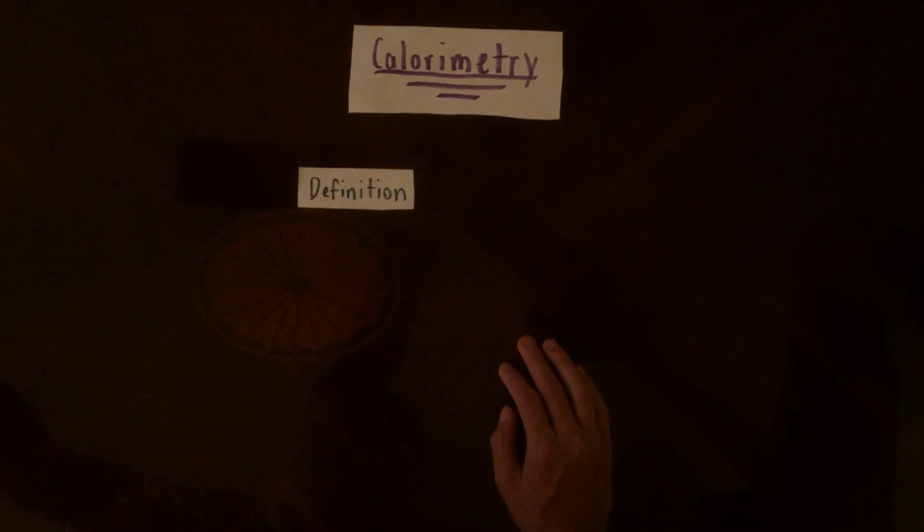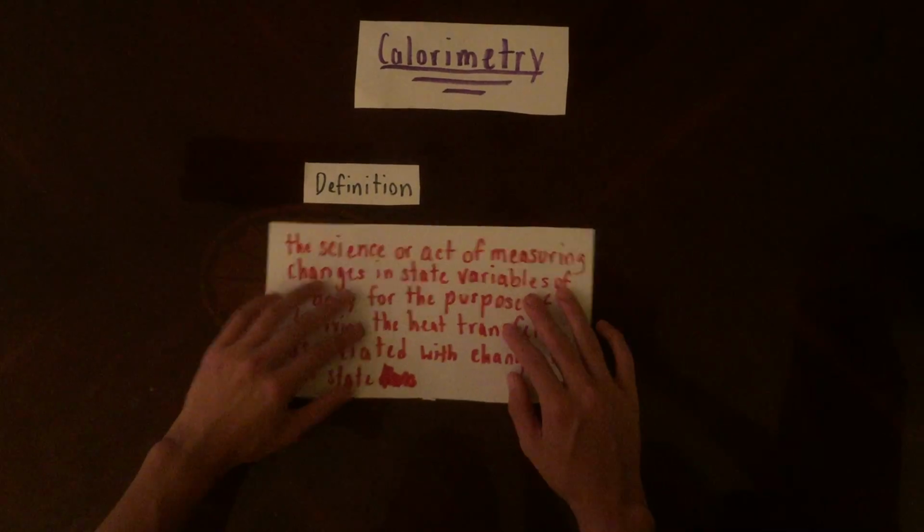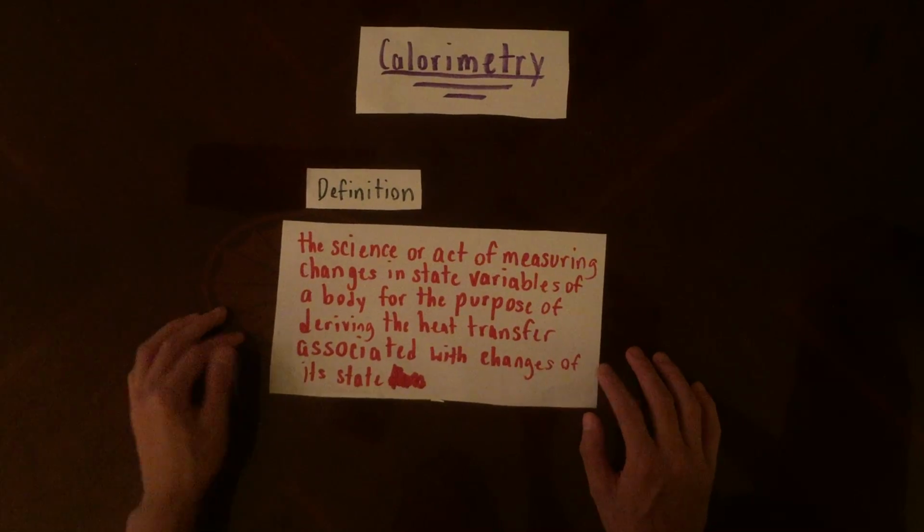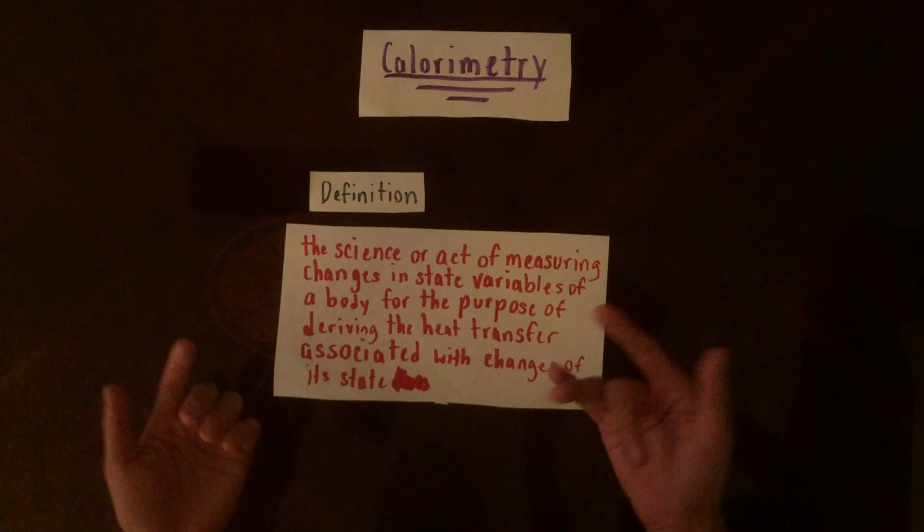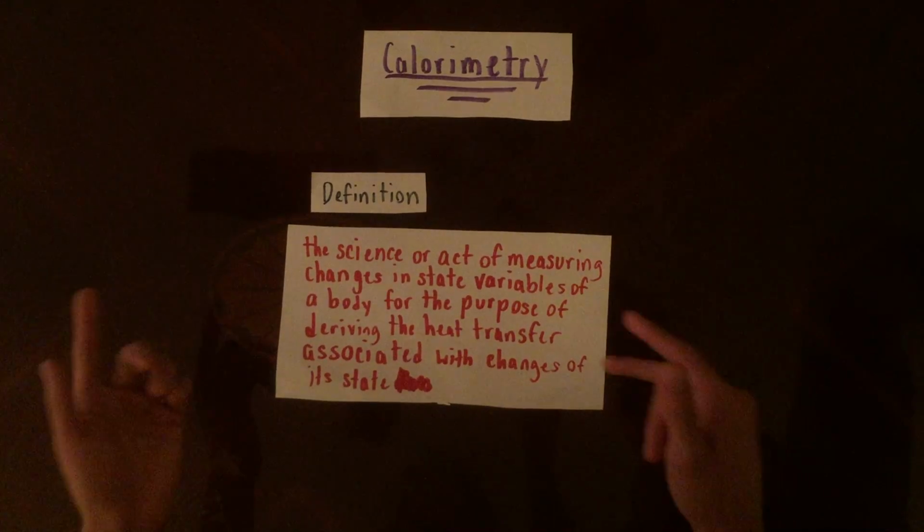First and foremost, the definition of calorimetry is the science or act of measuring changes in state variables of a body for the purpose of deriving the heat transfer associated with changes of its state.